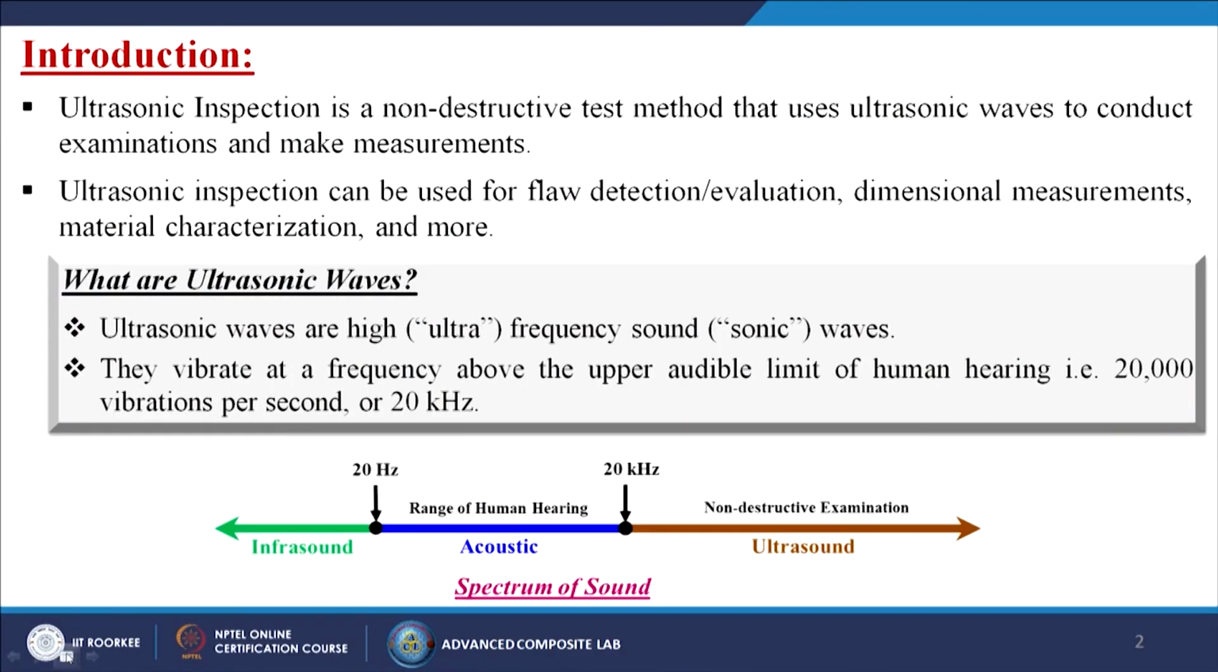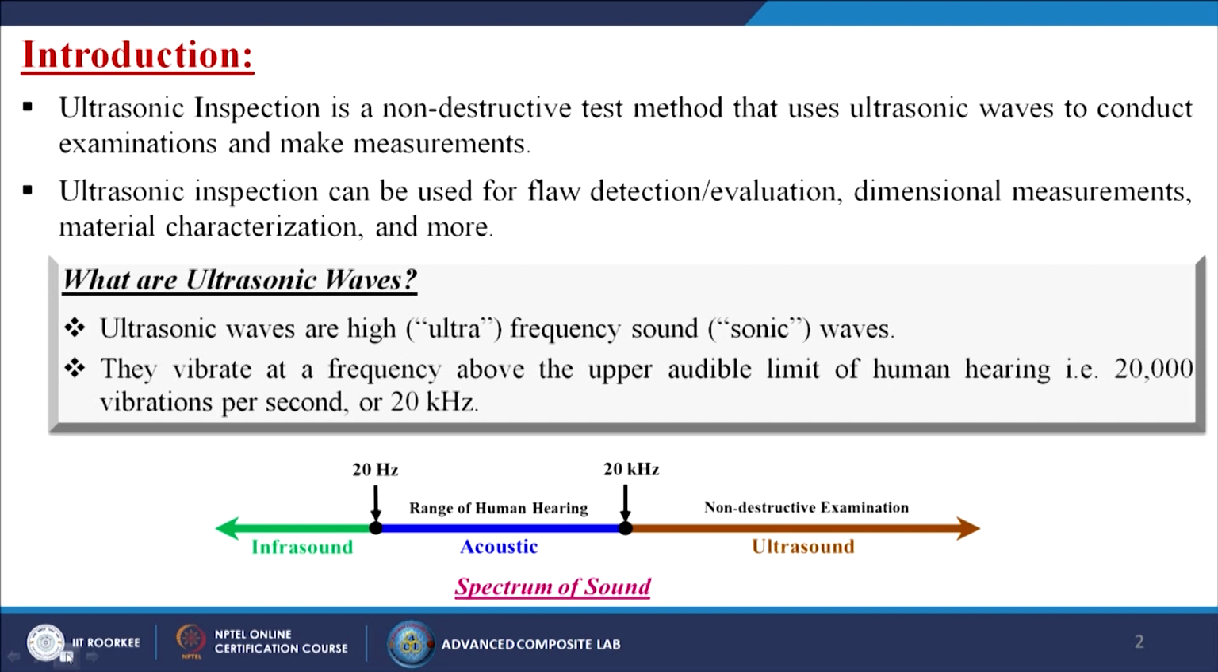Basically, ultrasonic inspection is also a non-destructive testing method, that means we are not going to harm or destroy our materials. From the name itself you can understand that we are using ultrasonic waves to conduct examinations and make measurements. Generally, ultrasonic inspections can be used for flaw detection or evaluation, dimensional measurements, such as the sample width, height or thickness, material characterization and more.